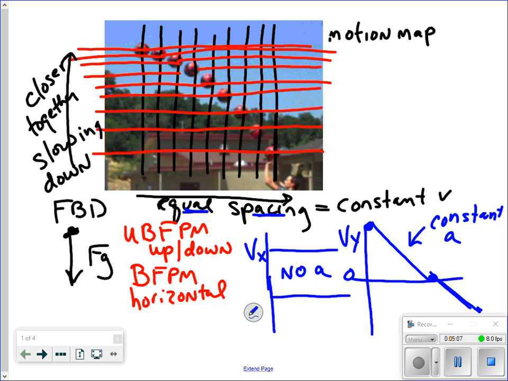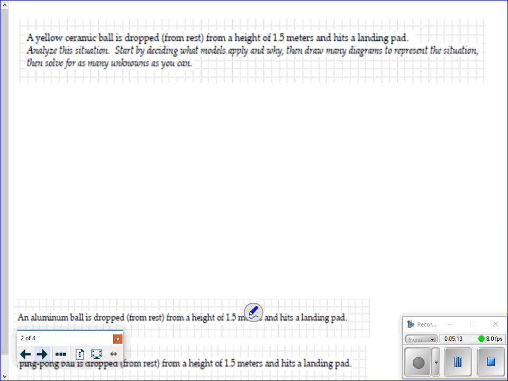And then after that, I turned everything over to you: let's start with some practice problems. All right, so that's going to be our next thing. Okay, so then we all began with practice number 1. A yellow ceramic ball is dropped from rest from a height of 1.5 meters. Decide what applies, figure out what's going on, solve for as many unknowns as you can. And off you went.